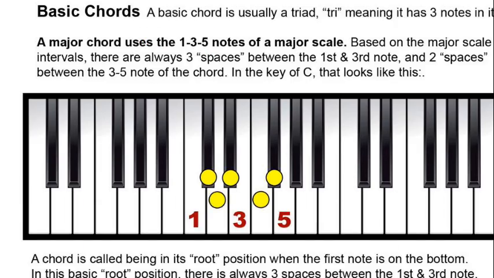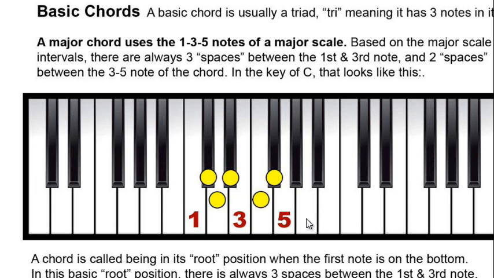Now, once you can play any major scale, it's very easy to play any major chord, because a major chord consists of the 1, the 3, and the 5 notes of the major scale. So 1, 2, 3, and then a half step, and then 5. So what that looks like is with any major chord, which is in the root position, meaning that if you're playing a C, you're playing a C with your thumb, there are always 3 notes between the 1 and the 3 and 2 notes between the 3 and the 5.